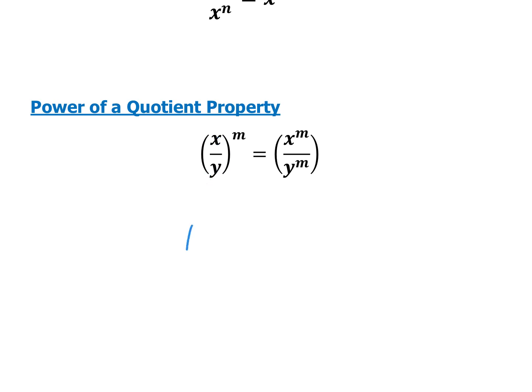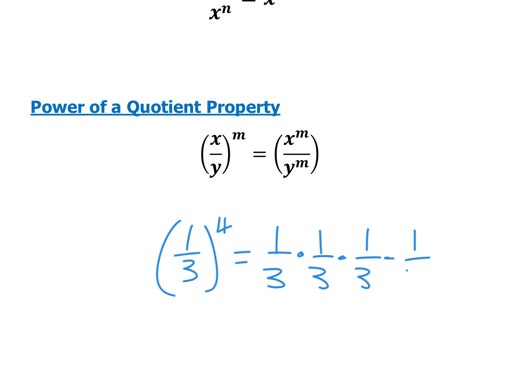Recall, if I had 1/3 to the fourth power, that'd be 1/3 times 1/3 times 1/3 times 1/3. That'd be 1 to the fourth over 3 to the fourth. Right? We can take each of the numerator and denominator times itself that many times.